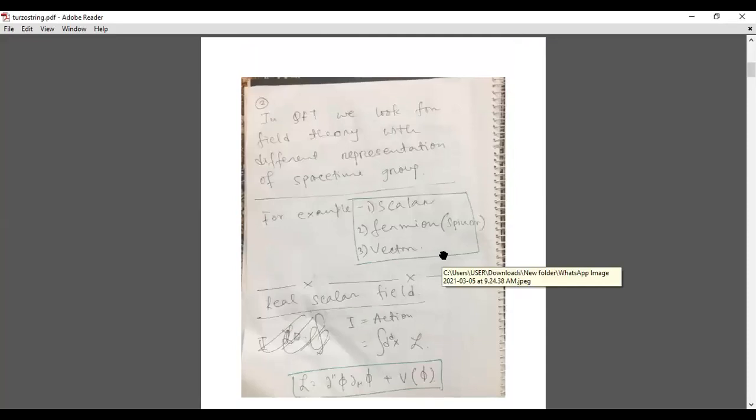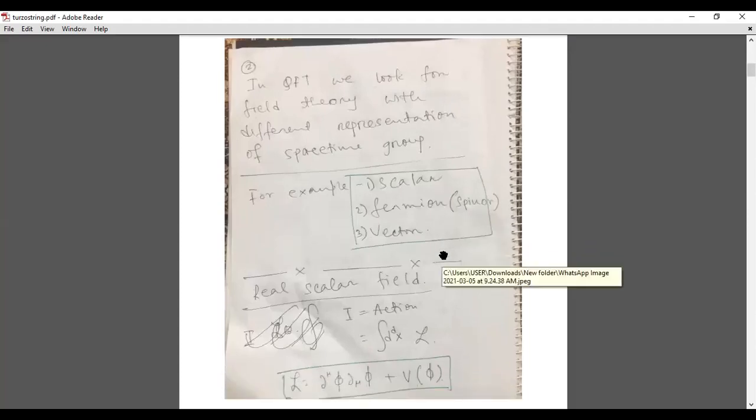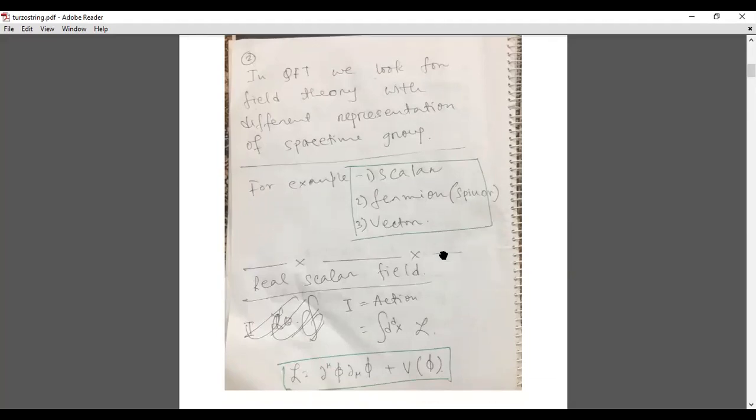But what happens in quantum field theory is that depending on the representation of such a space-time group, we can have, for example, scalar fields, fermionic fields, or a vector field, right? We are almost all familiar with what we mean by scalar field or fermion field or vector field. A scalar is something that doesn't actually transform under space-time symmetry. So you get the representation in that way.